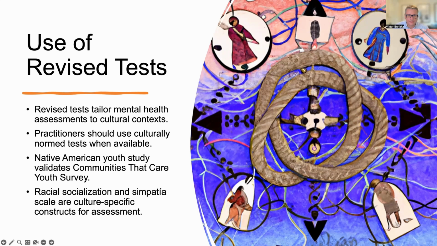and Stress Scale. It's ideal for practitioners to utilize tests normed on a client's ethnic population, but such tests are rare. The Communities That Care Youth Survey, commonly used for general populations, was recently validated for Native American youth. Some measures assess constructs unique to specific racial ethnic groups, like the Scale for Racial Socialization for Adolescents for African Americans, which evaluates the influence of parental racial socialization. The Sympatia Scale, for example, measures sympatia, a Hispanic cultural script prioritizing the avoidance of interpersonal conflict.